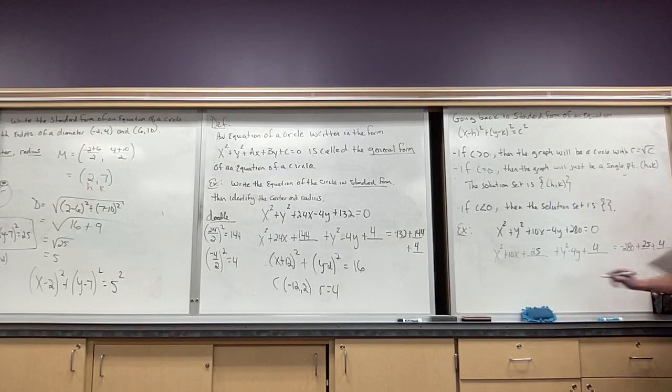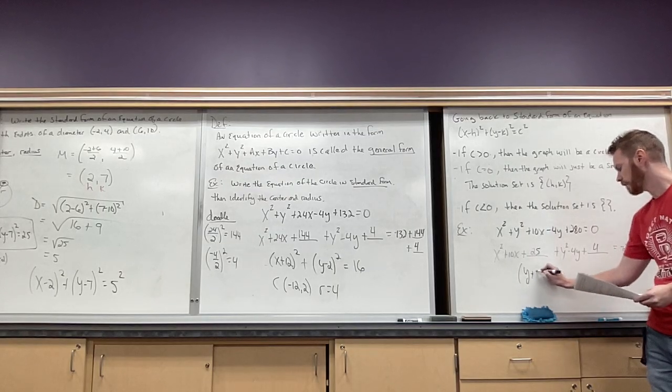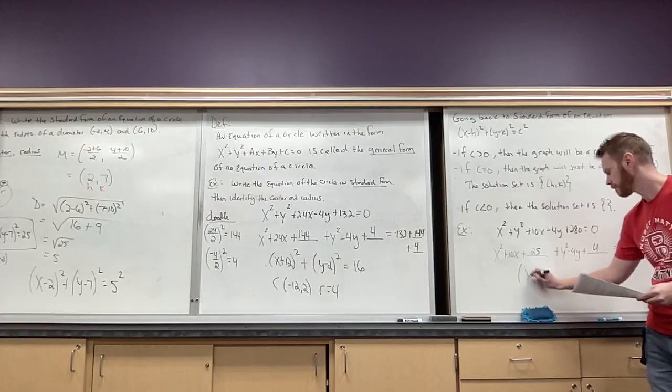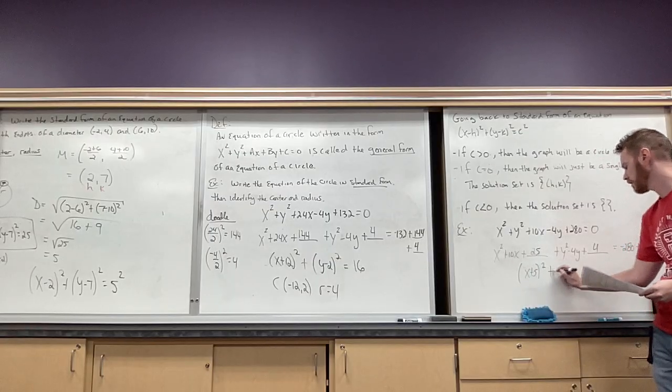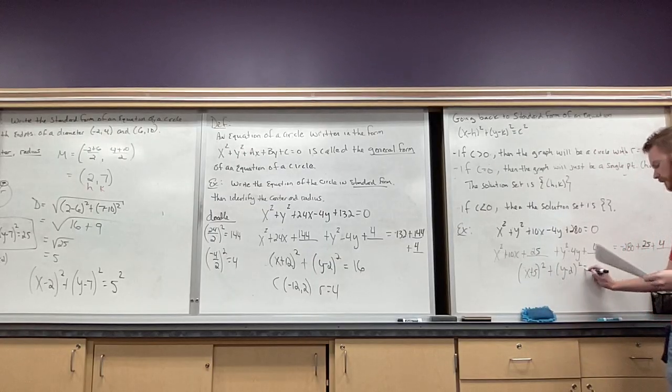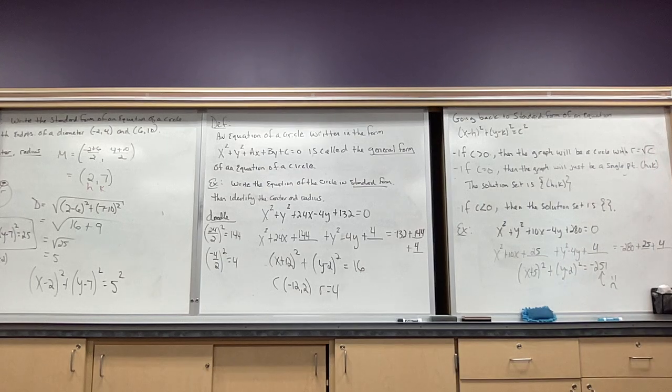So that's not good. So this is just gonna be (x + 5)². This will be (y − 2)², but this is gonna be −251. Yeah, that's not good. You can't have a radius that's negative. Now I'm out of space. I'm gonna write the answer up here. So therefore, the solution set is empty brackets. There's nothing that will satisfy that equation there.